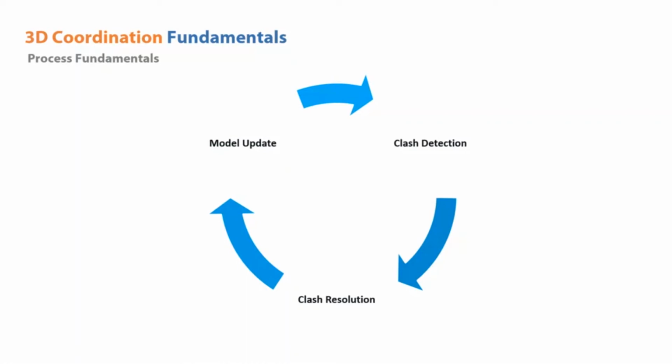And 3D coordination is a cycle of three main events. First one is the clash detection on a merged federated project master model. Then the clash resolution by the project teams, and finally the model update. So this cycle continues until all the clashes have been removed from the project.